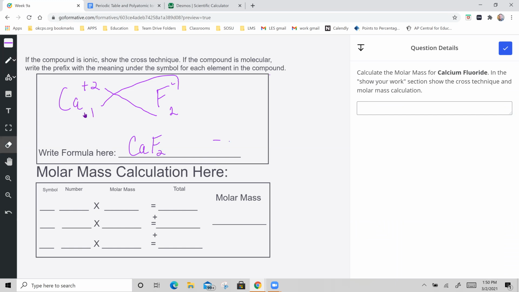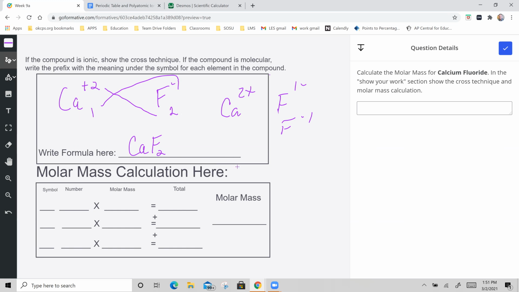Now, you don't have to show this part in your work, but I just want you to see what this actually means. It means calcium with a 2+ charge and 2 fluoride ions, each with a -1 charge. And if you added 2 plus -1 plus -1, you would get a total charge of 0. And that's what this cross technique does for you.